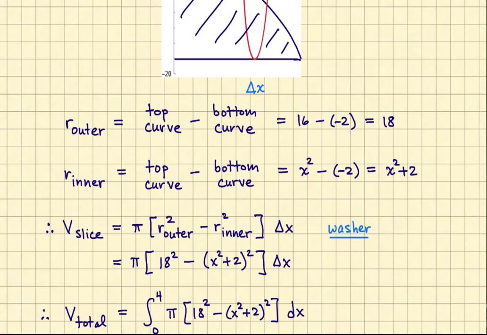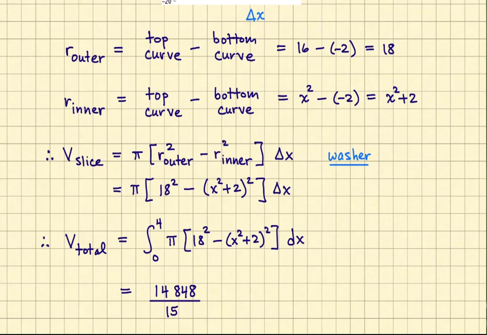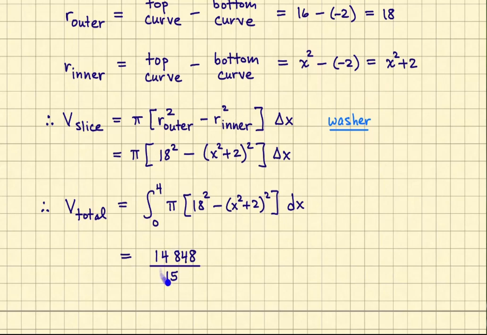Okay, so now we're ready to do our calculus and to find the total volume. So we just take the accumulation or the integration of the volume of our slices. So we have pi times 18 squared minus x squared plus 2 quantity squared dx. That's an integral that you can do. Here I would just multiply this out, simplify, then it becomes a straightforward power rule with linearity, and when the calculus dust settles, you get this value for the volume of the solid.